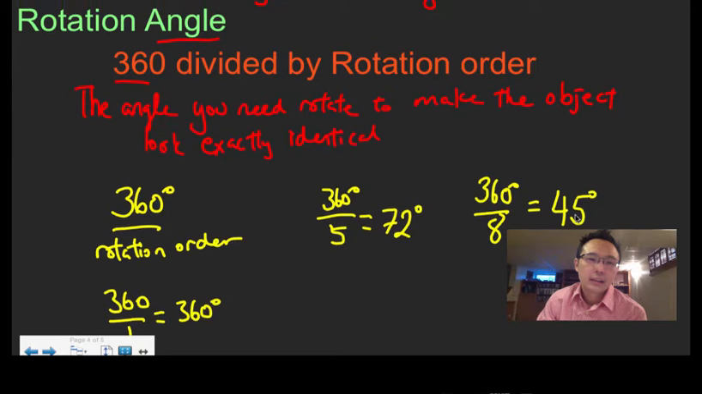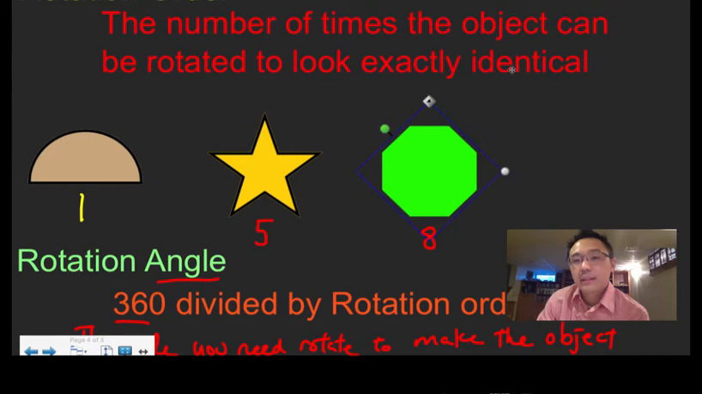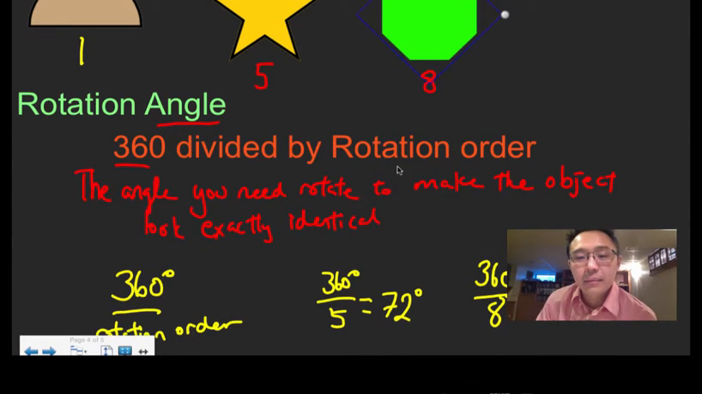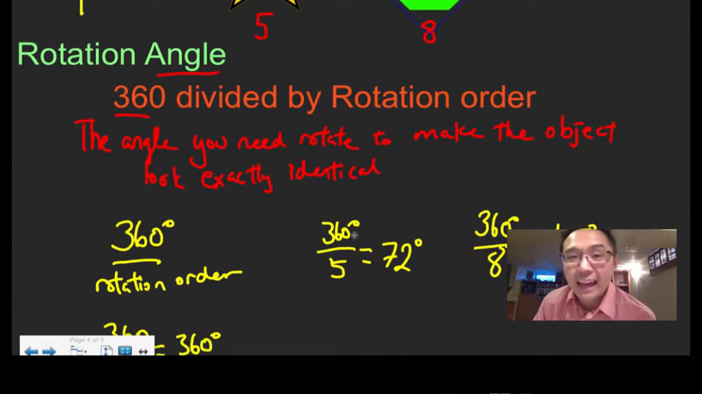So a little recap: rotation order is the number of times the object can be rotated to look exactly identical. Rotation angle is 360 degrees divided by the rotation order, which gives you the angle you need to rotate your object by to look exactly the same. So hopefully that is a good tutorial for symmetry.